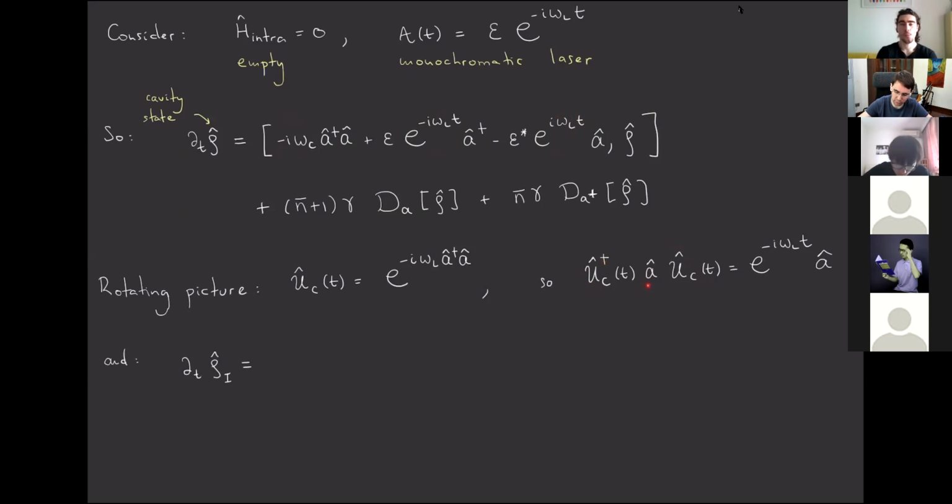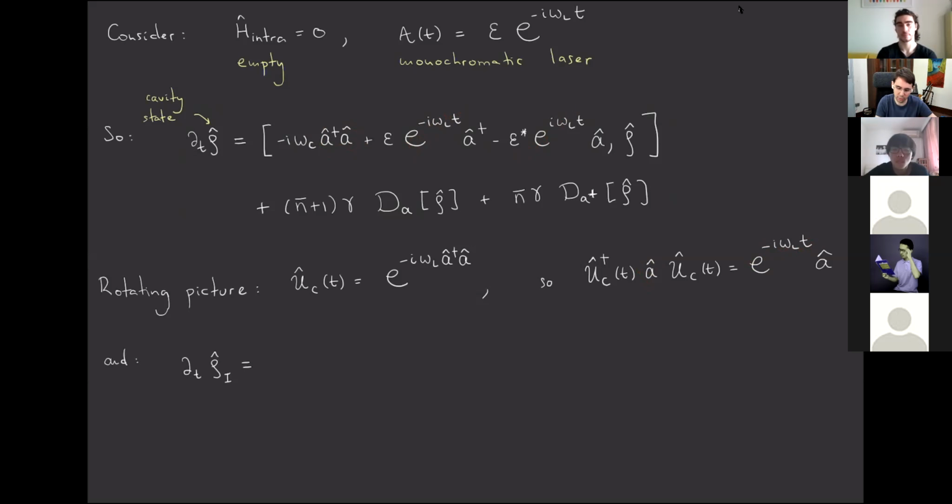But when we apply this transformation, as you see, the transformation applied on a dagger will bring the exponential of plus i omega_L t that will cancel this. It will cancel this exponential. The same with this exponential, it's canceled. And now this term is invariant, because a dagger a is a phase, remains invariant under the transformation.